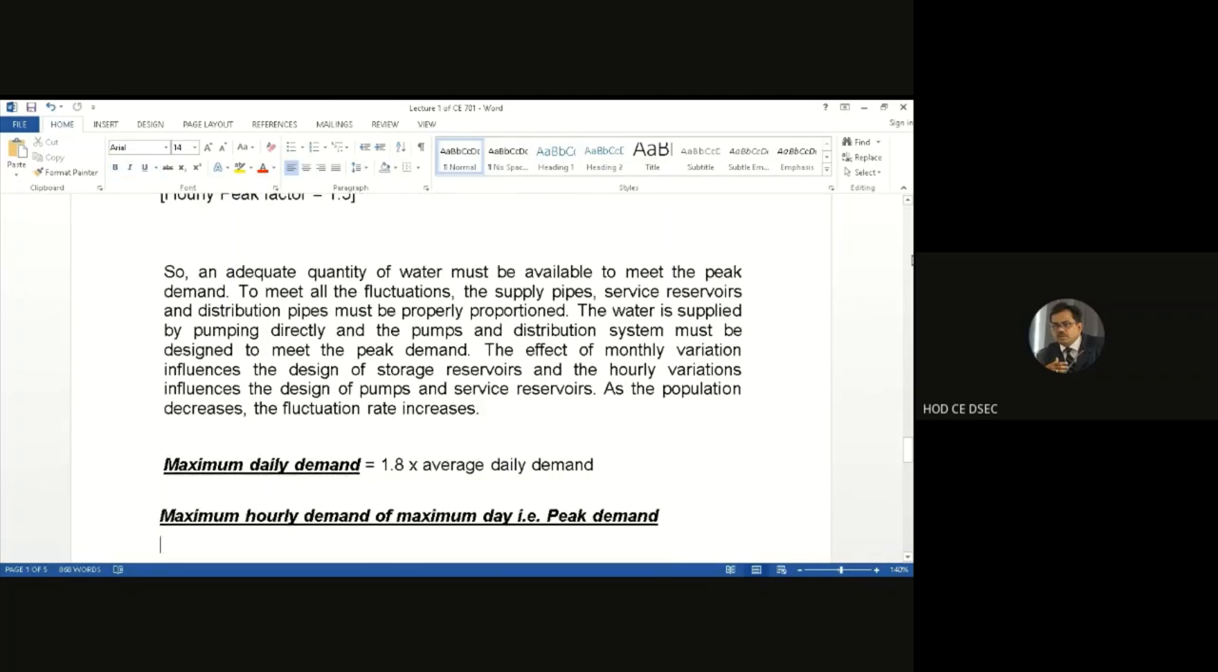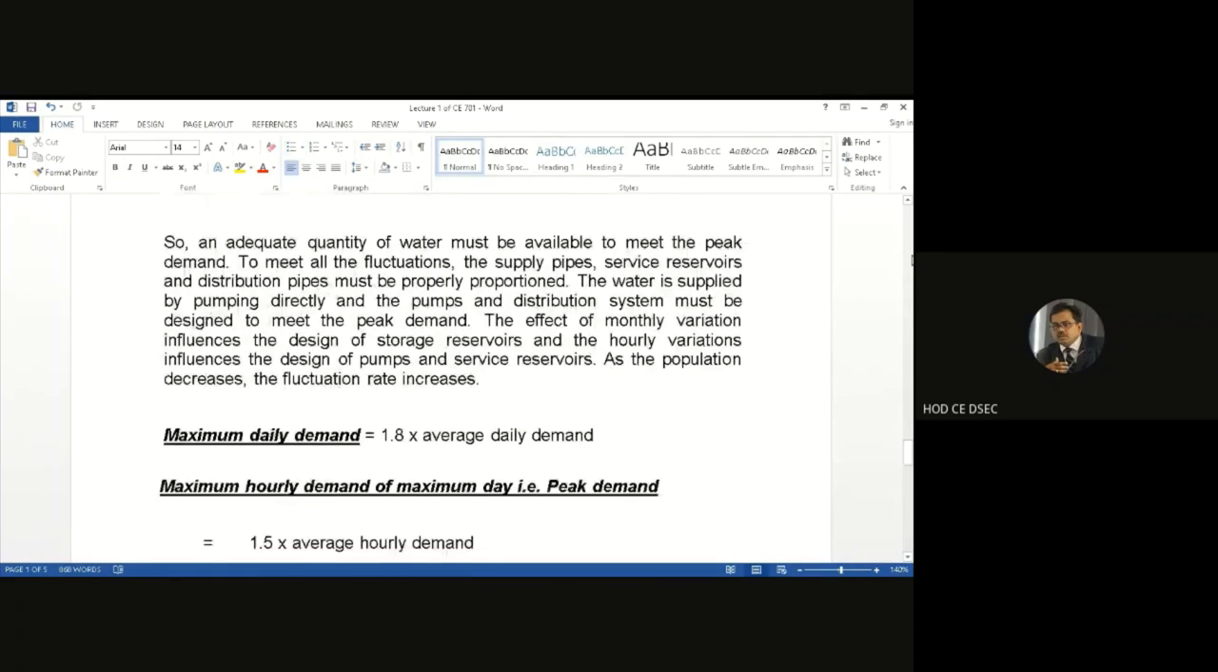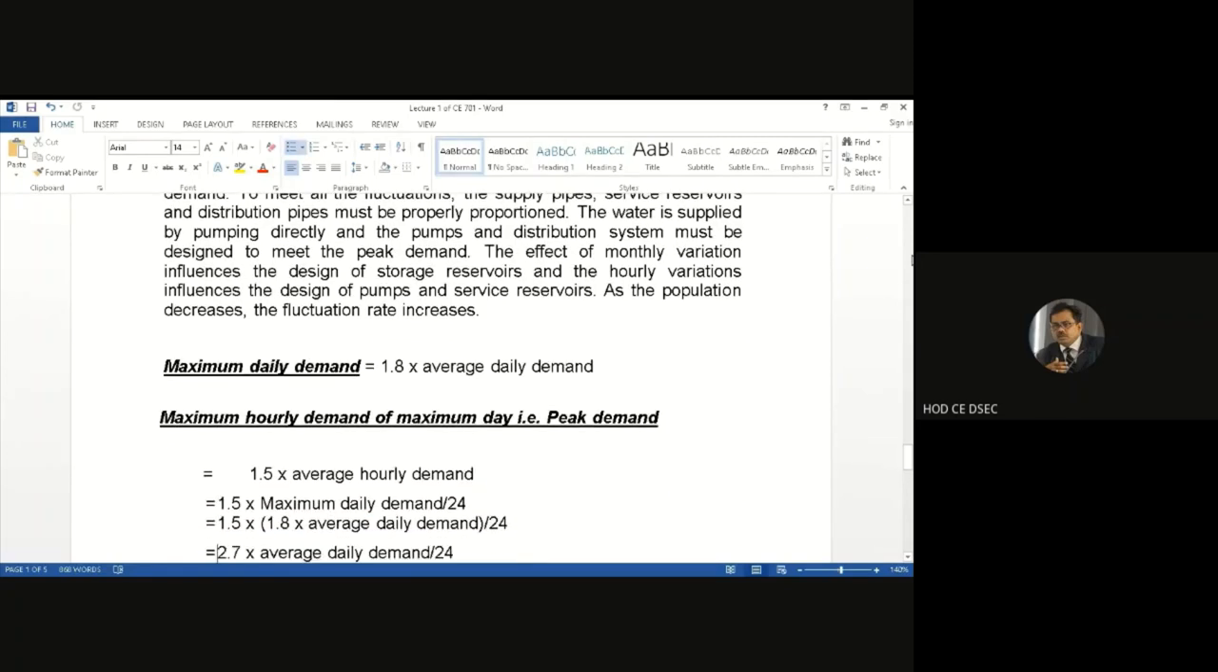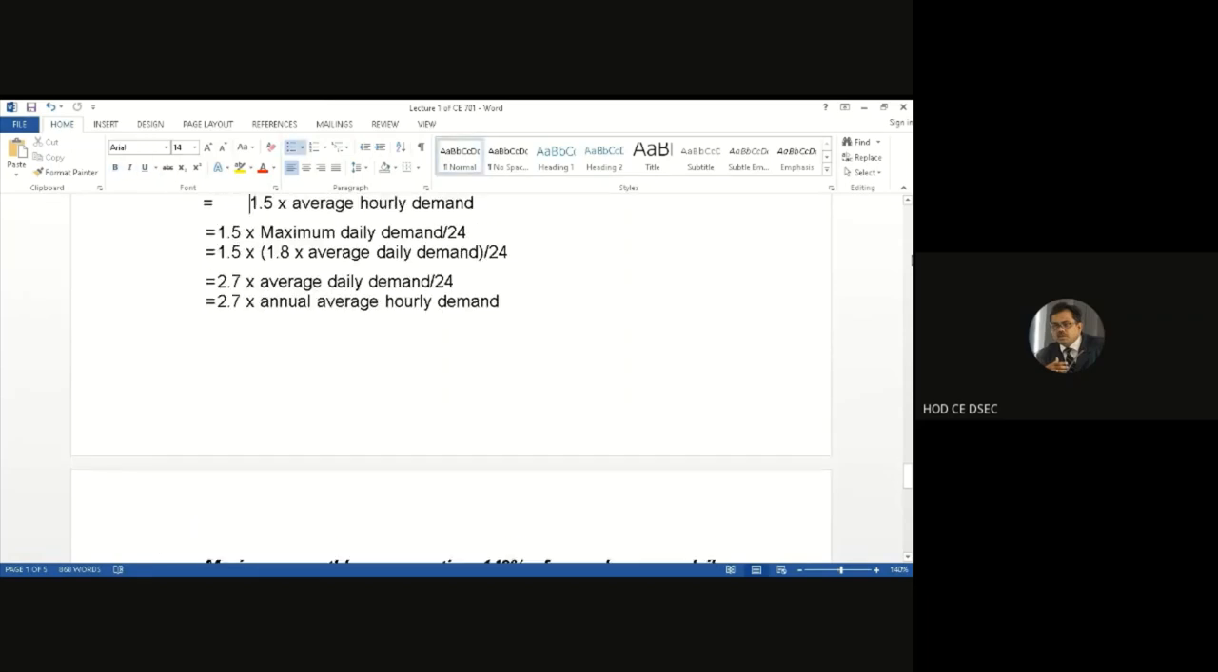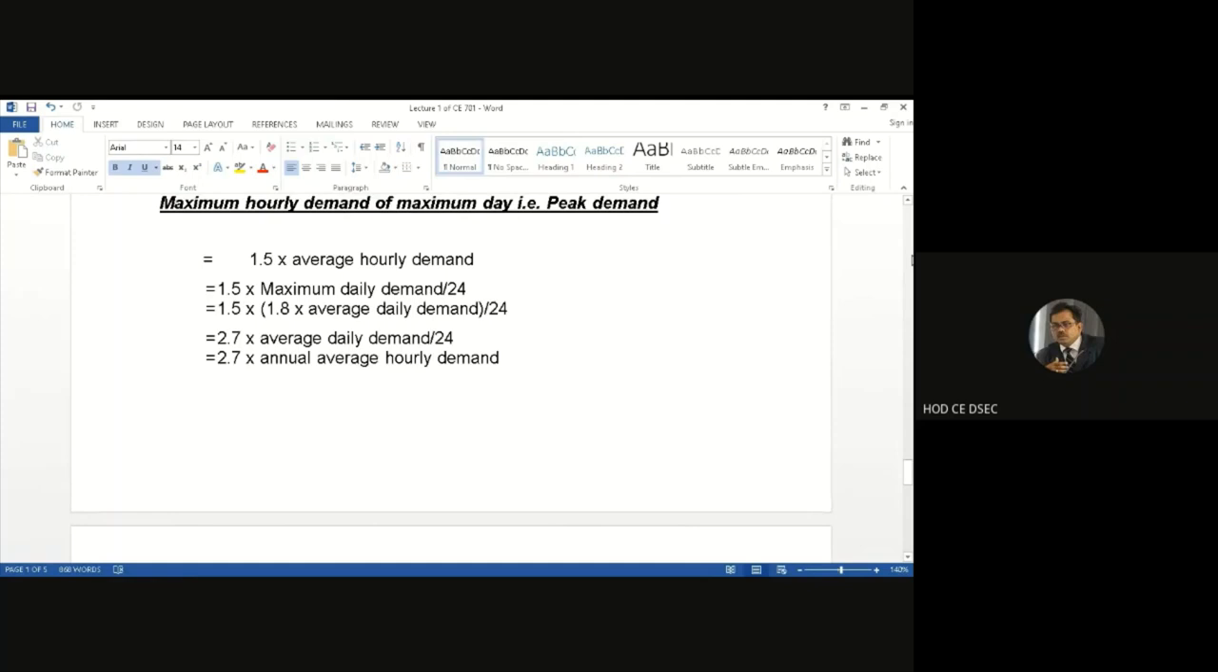So let us see what the maximum daily demand is. Maximum daily demand is 1.8 times the average daily demand. Maximum hourly demand of the maximum day, that is the peak demand, is 1.5 times the average hourly demand. If we convert, average hourly demand means maximum daily demand divided by 24. So if you multiply 1.5 by 1.8, ultimately it gives 2.7 times the average daily demand. So 2.7 times the average daily demand divided by 24 ultimately gives you 2.7 times the annual average hourly demand.